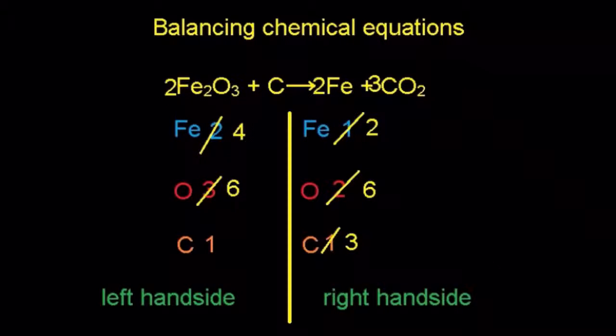Now oxygen is balanced, but Fe is now 4 on the left and only 2 on the right. To solve the problem, just replace the 2 you previously put before the Fe symbol on the right, with a 4. Of course write the changes.